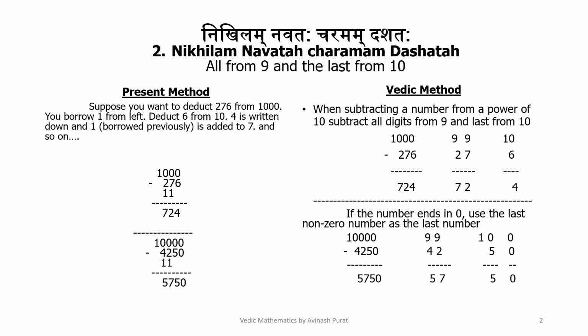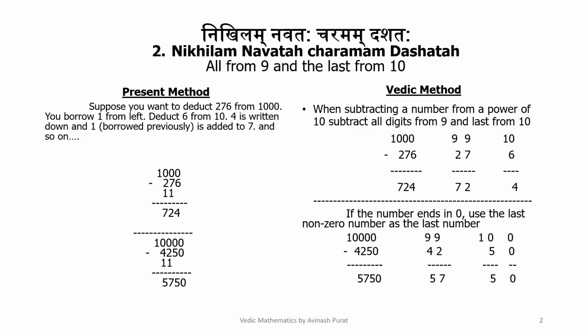Second example is 10,000 minus 4250. 0 minus 0 is 0. 10 minus 5 is 5. The 1 borrowed was taken on the left side. 2 plus 1 is 3. 10 minus 3 is 7.